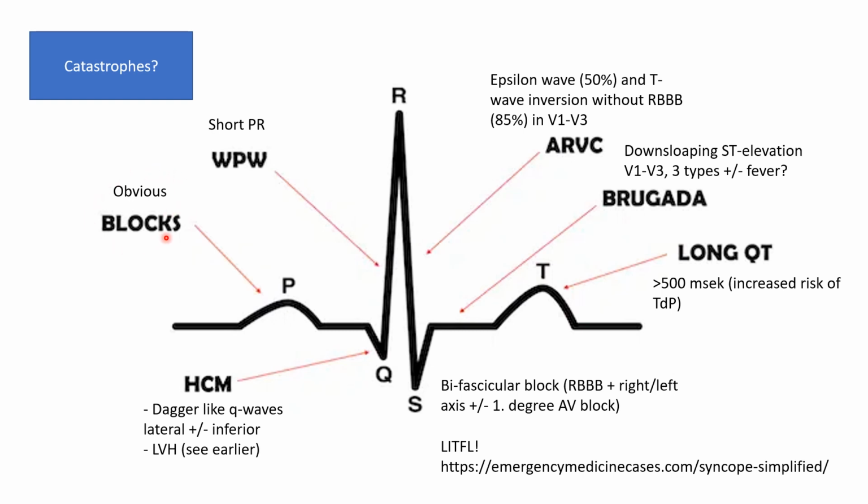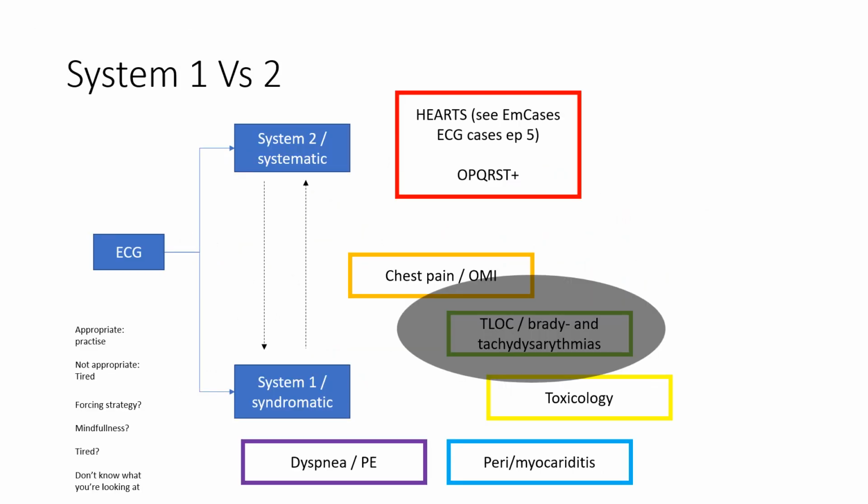Then you look for the obvious things, bradycardia and tachycardia, and then you look for the more subtle things systemically. Okay, that's transient loss of consciousness. Then we'll move on to the last bits here.